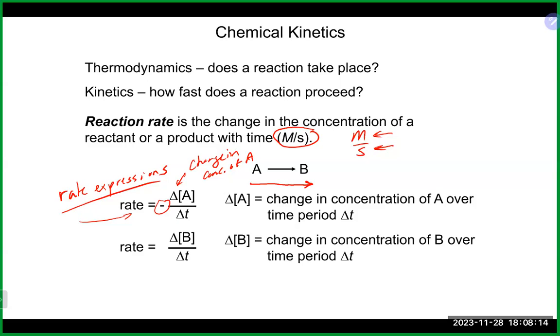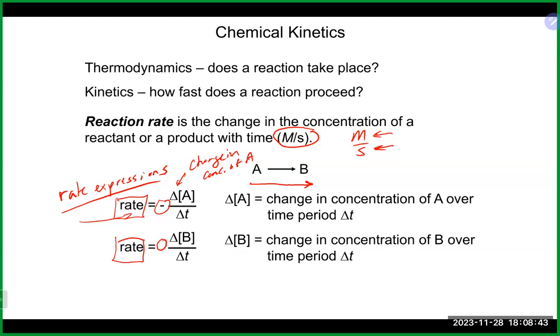We could also write a rate expression for our products, which is the rate is equal to the change in the concentration of B over the change in time. On this one, though, because it is a product, there is no negative. The reason the negative is in the first one and not the second is because, typically speaking, when you calculate the rate or the average rate for a reaction, it usually is a positive number.